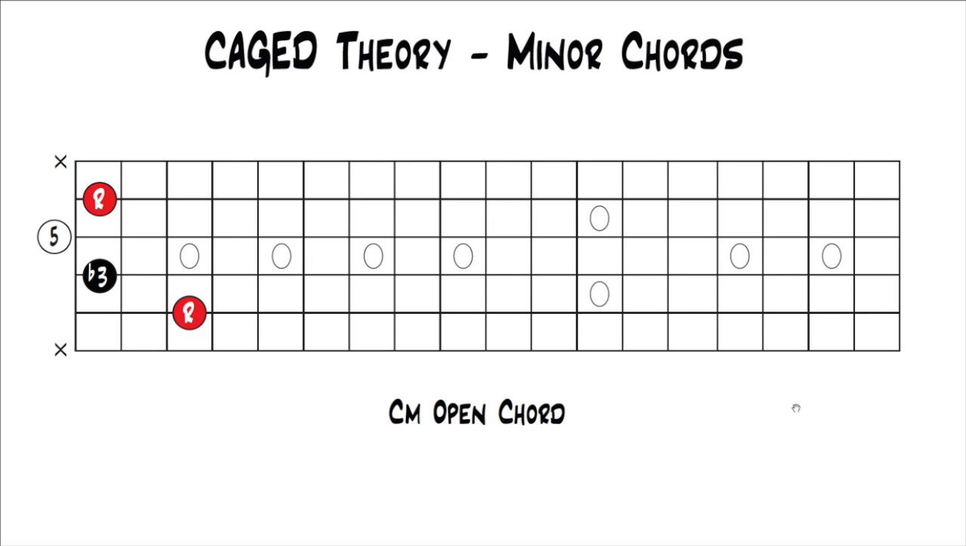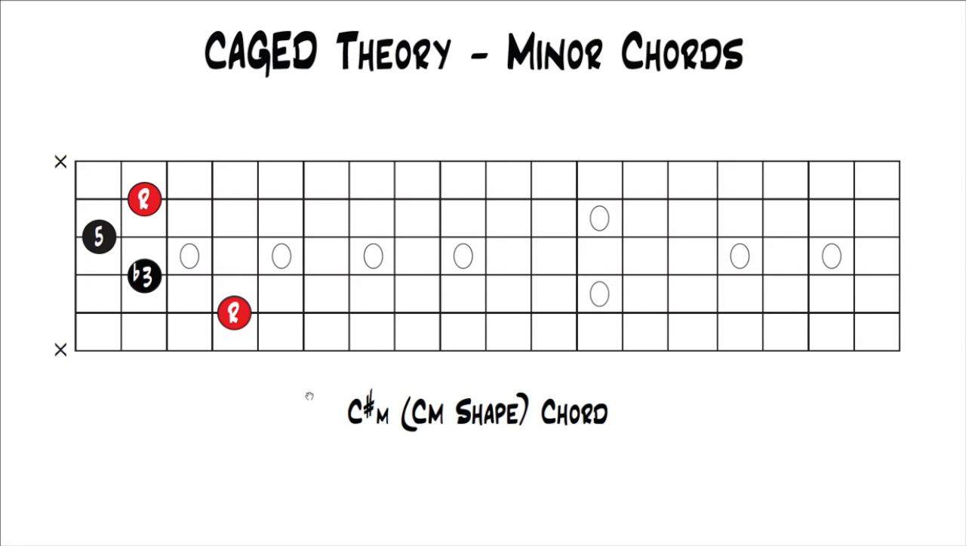So if we do the same system that we did with the major chords, we'll just start with the C minor open chord. If we move that up half a step, now we have a C sharp minor using the C minor shape chord. And it's not a bar chord, you're not barring anything with this shape, but this is a very useful minor chord.